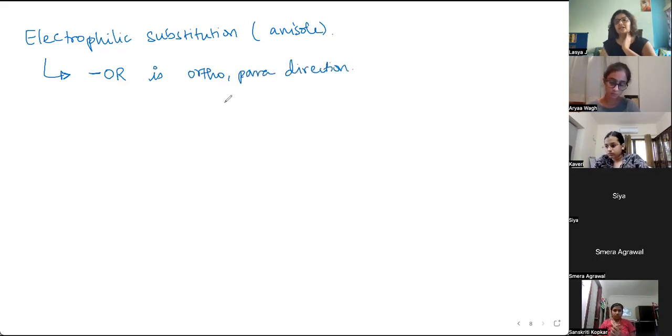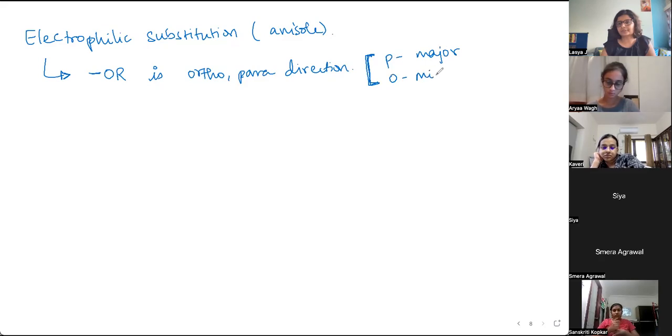So anisole के साथ जो भी reactions हैं, it's all ortho-para directing. In this case, there is a clear distinction. पहले usually ortho-para दोनों products produce हो रहे हैं. But in the case of anisole, clear distinction where para is a major product and ortho is a minor product.